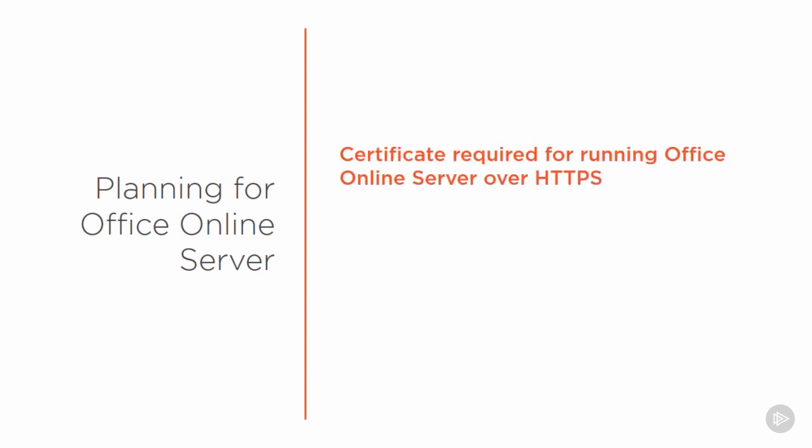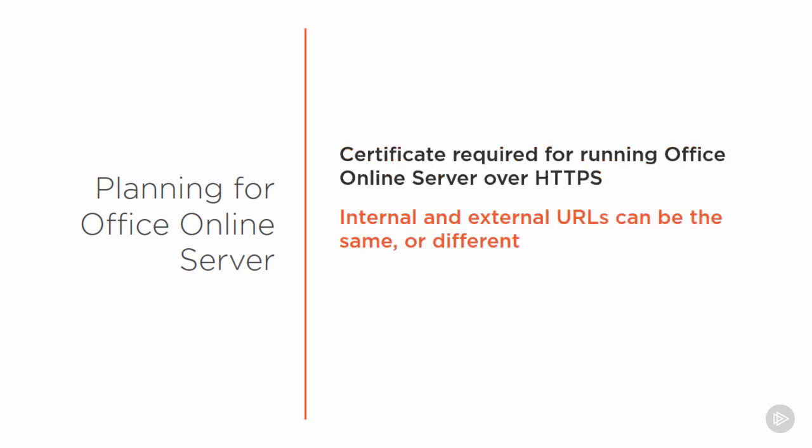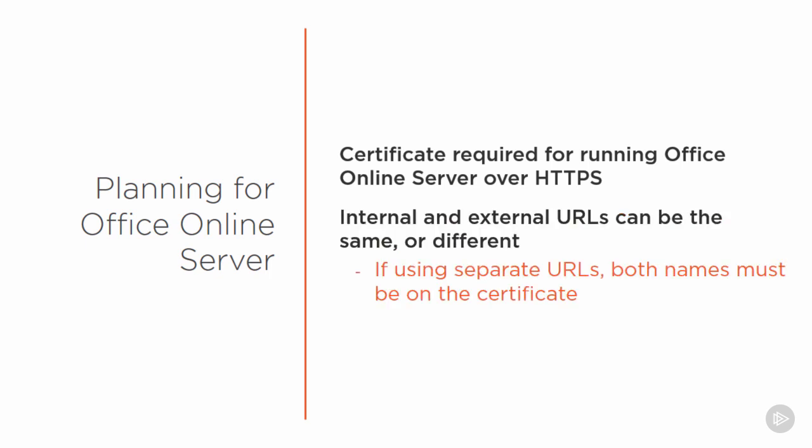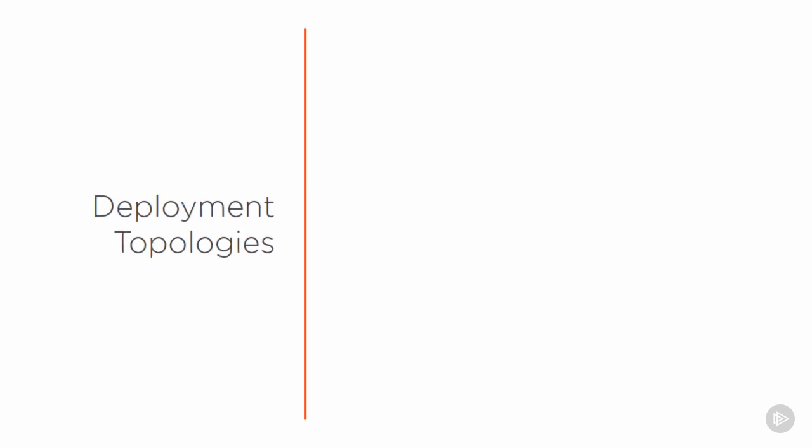Office Online Server uses HTTPS, so you will have a certificate installed on that server. The certificate must include the internal and external URLs that you're planning to use for access to the Office Online Server. Those URLs can be the same, much like the internal and external namespaces for Exchange itself. If you're using separate URLs for internal and external access, of course, both those names must be on the SSL certificate.